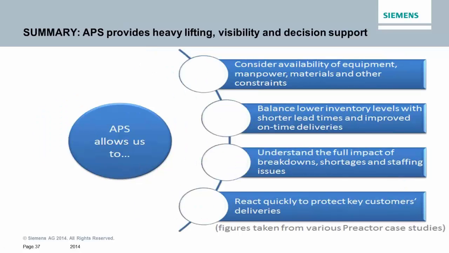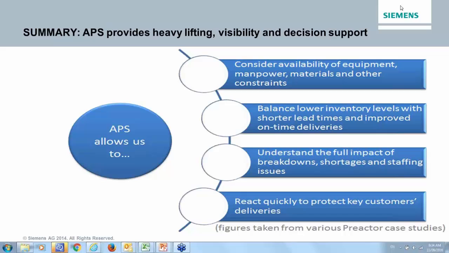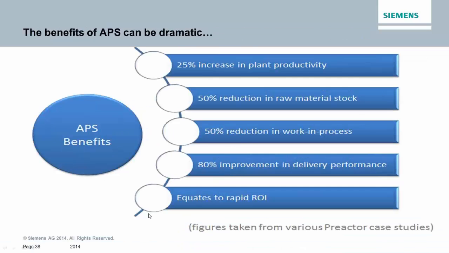You can understand the full impact of breakdowns and shortages and staffing issues immediately, whereas using Excel spreadsheets, sometimes it takes a couple days before you are able to figure out the impact of taking a hot order and forcing it into the schedule. You can react quickly to protect your key customers' deliveries. And what we've seen is that an advanced planning and scheduling solution can have a dramatic impact.